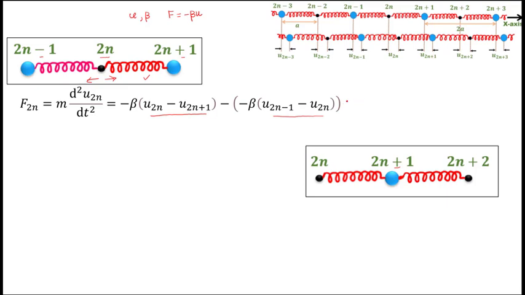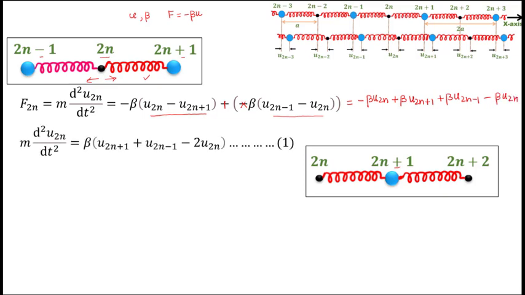We further simplify this expression. This minus becomes plus, so we remove this minus sign and make it plus here. And if we open the brackets, we can write this expression as minus beta u2n. Minus becomes plus, so we can write it as plus beta u2n plus 1. And then here it is plus beta u2n minus 1. And then this plus minus is minus beta u2n. So finally, we can write this as this.